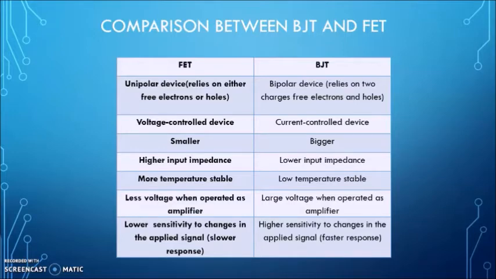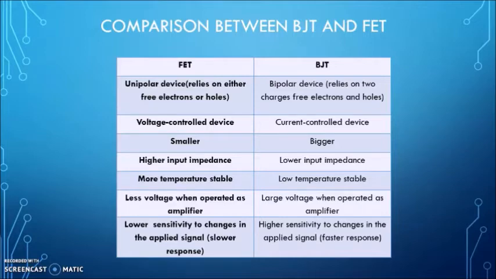FET is basically a unipolar device which relies on either free electrons or holes, while BJT is a bipolar device, meaning that it relies on two charges, free electrons and holes. The biggest difference between FET and BJT is that the input impedance of FET is very high, and due to that they are used as a buffer amplifier in many applications. Apart from that, the size of FETs is smaller compared to BJTs, making them commonly used in integrated circuits.